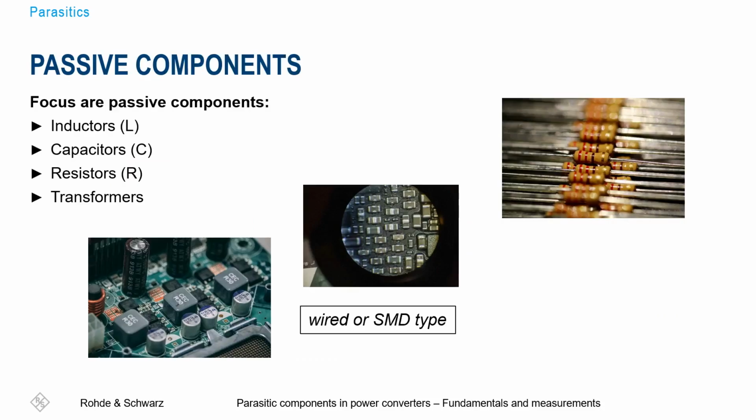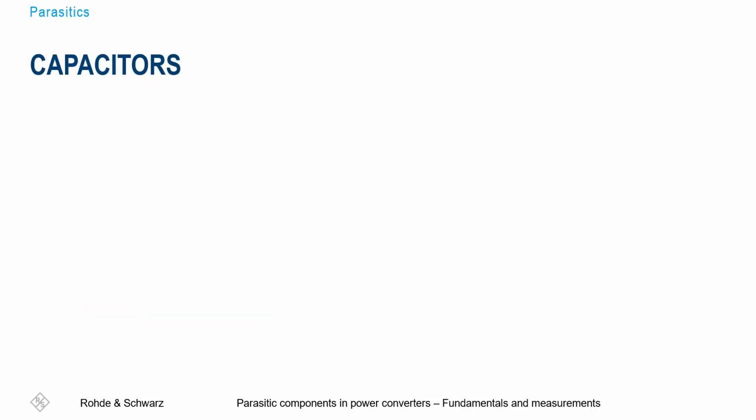Moving on to passive components, we will focus on the following components: inductors, capacitors, resistors, and transformers. They could be wired or SMD type as well. So let's begin with capacitors.